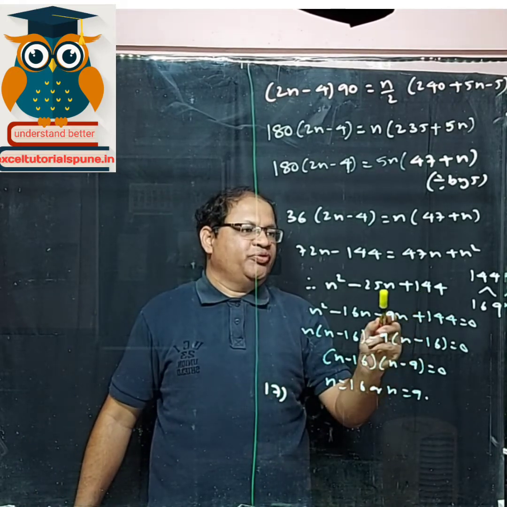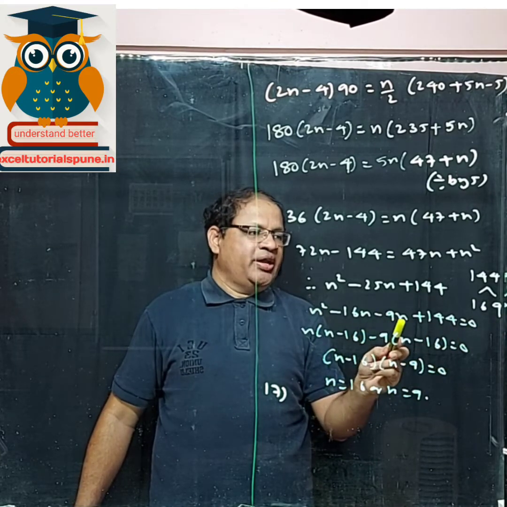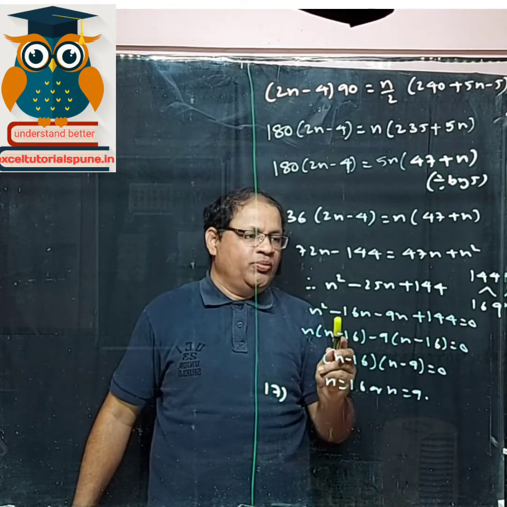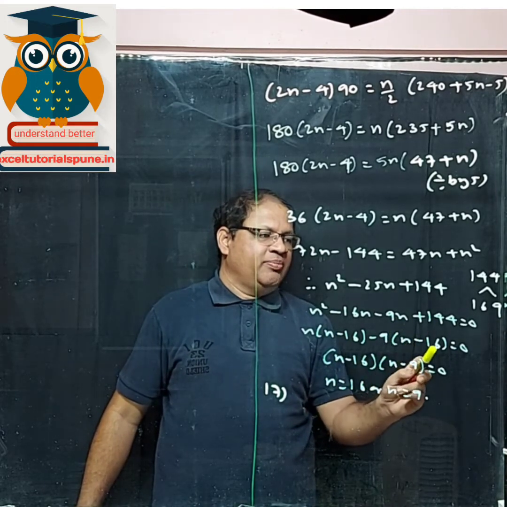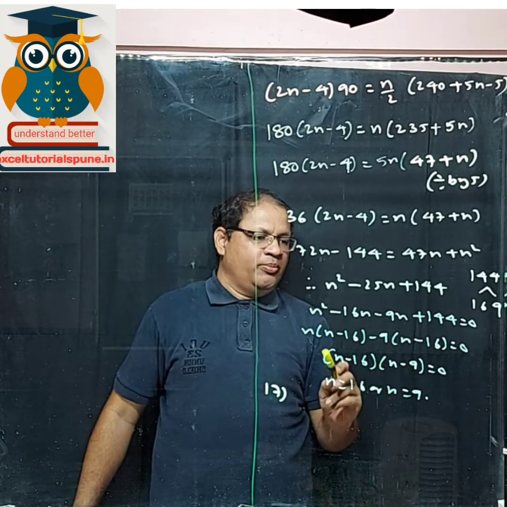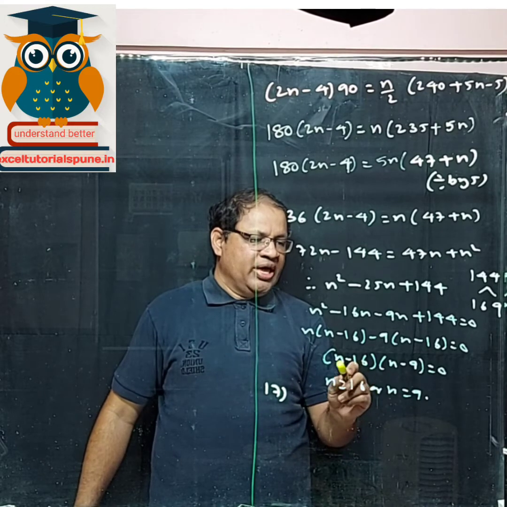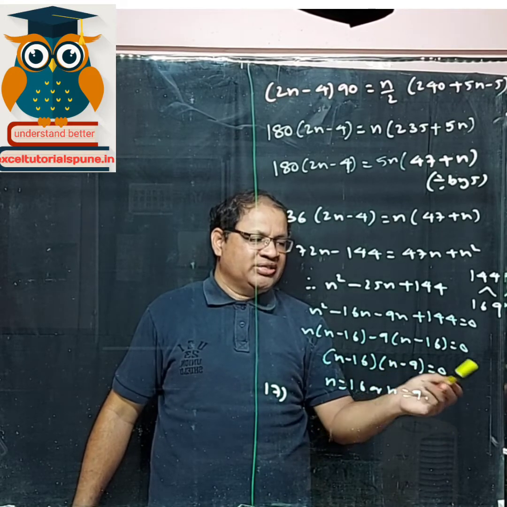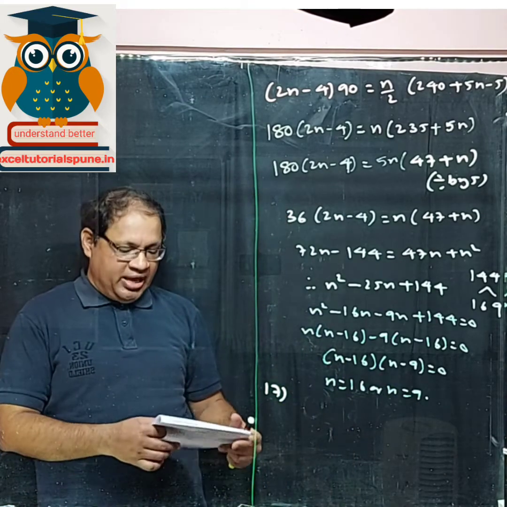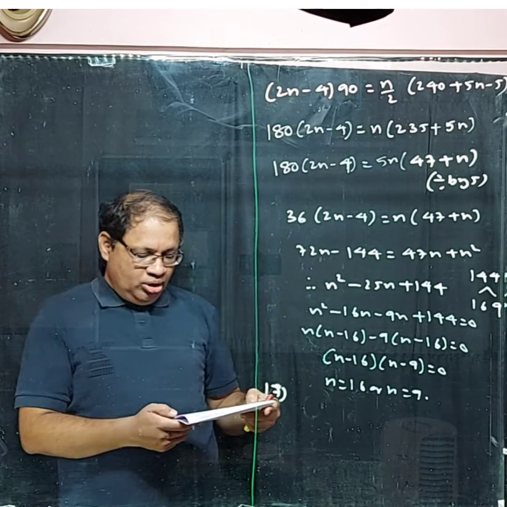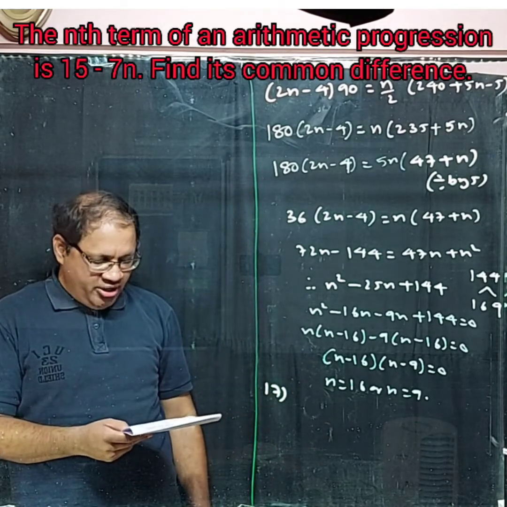So product is 144, sum is 25. So it is 16 into 9. So n square minus 16n minus 9n plus 144 equal to 0. Take n common from here, n minus 16, and over here 9 common, n minus 16. So n minus 16 common from both the sides, it comes n minus 16, n minus 9. So n minus 16 equal to 0 or n minus 9 equal to 0. Therefore n is equal to 16 or n is equal to 9. So that's the answer. So the number of sides of a polygon are 16 or 9.